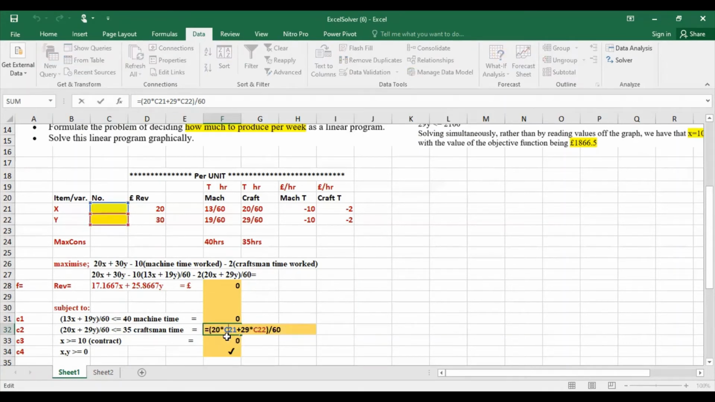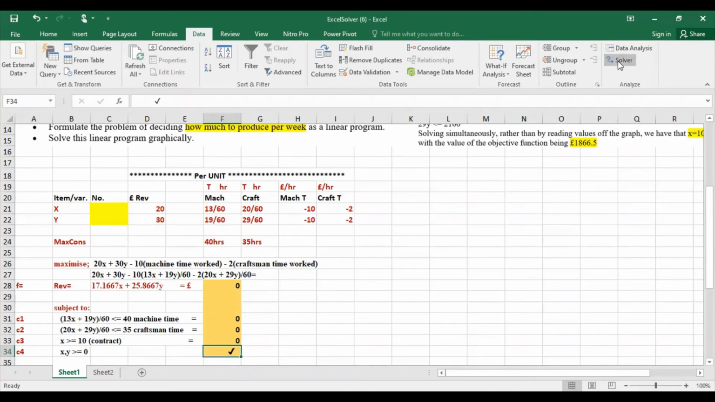Now, next, I will apply 20x plus 29y divided by 60. So 20 into C21 plus 29 asterisk C22 divided by 60. And this is here equal to C21, because you are going to check whether x is greater than or equal to 0 or not. Then finally, x, y greater than or equal to 0. The values of x and y are greater than 0, so it is okay, you will mark the tick yourself.